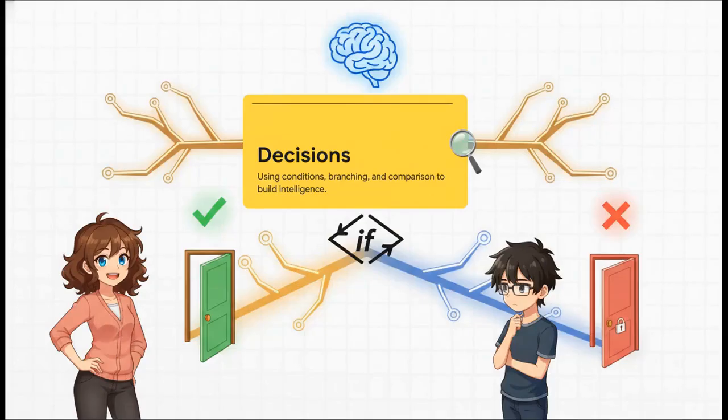Next up, we start building real intelligence through decisions. I mean, all useful programs have to make choices, right? By using conditions, branching, and comparison, you're essentially teaching the program to ask, okay, if this is true, do X, but if it's false, do Y. This logic dictates the entire path your program is going to follow.